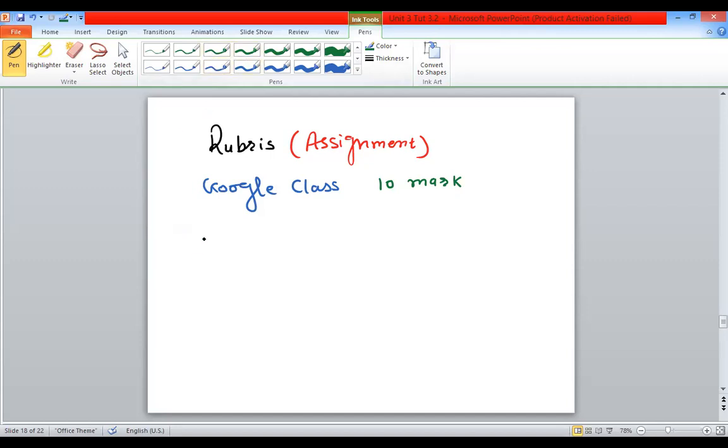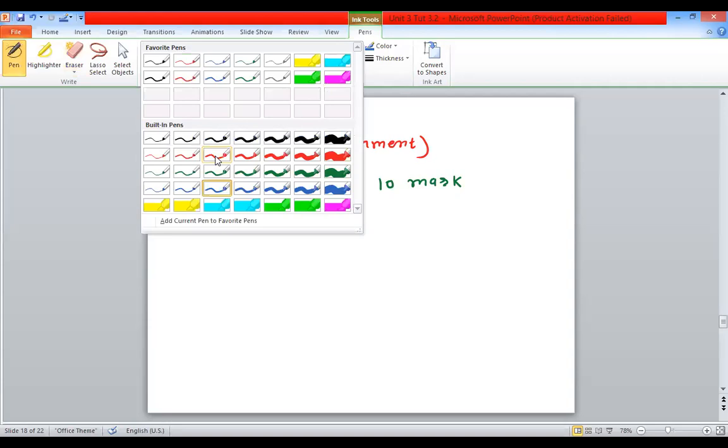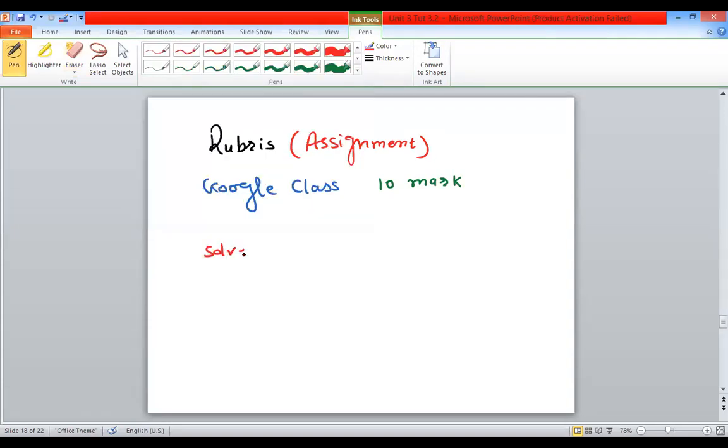What is the procedure to solve this assignment? First of all, you solve it. Write it down in a book, anywhere. Convert it into a PDF and send it to me on Google Classroom.